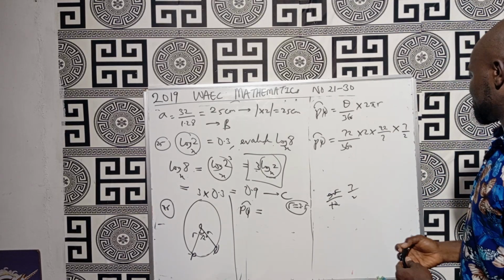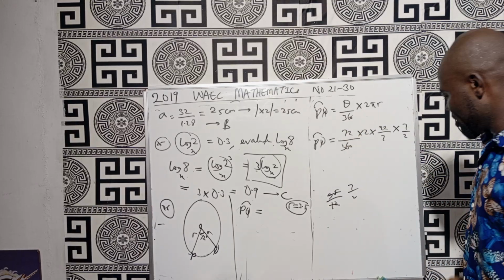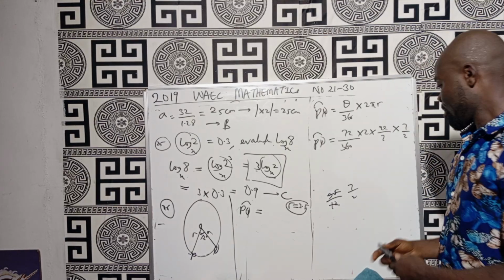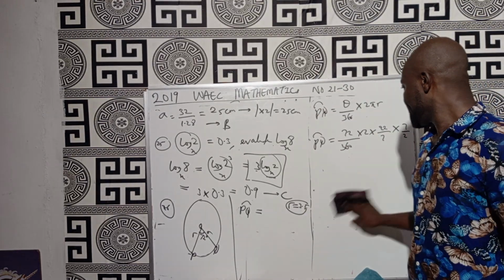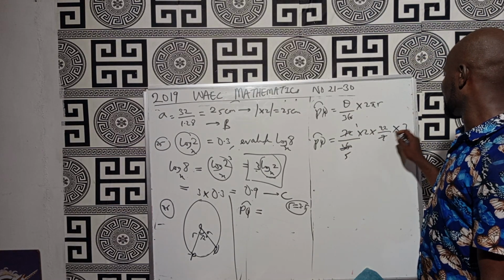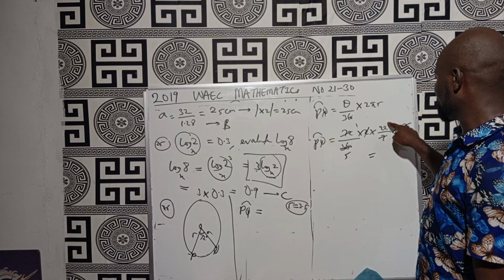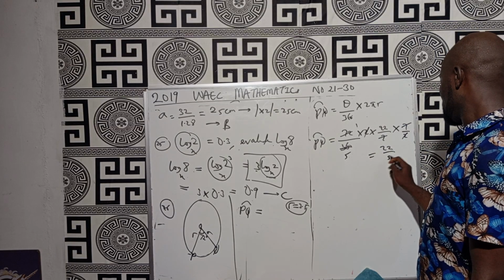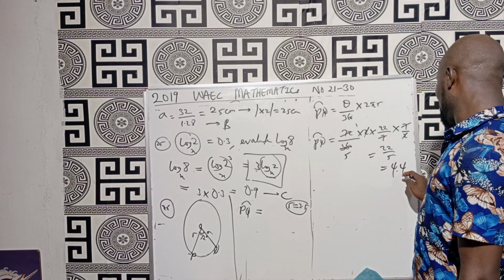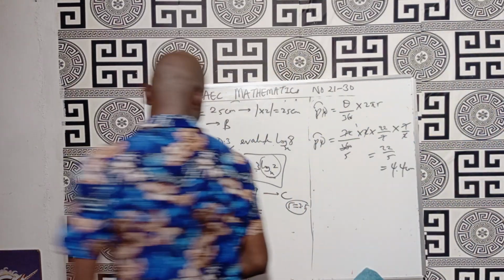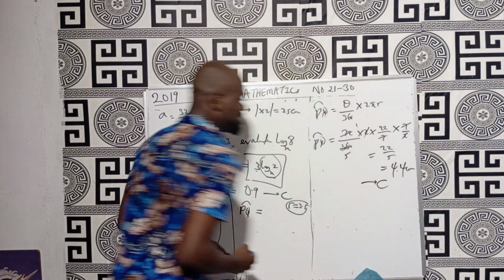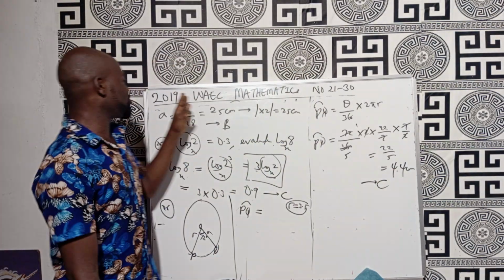You see now. What we do? Just work this one out and get your result. 72 over 360 gives 1 over 5. 7 cancels 7, 2 cancels 2. You're going to have 22 all over 5. That's 4 point 4, that's 4.4 centimeters. That's the length of the arc. Hope you get that. So that's option C.